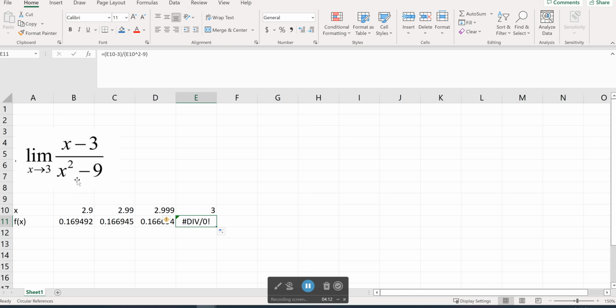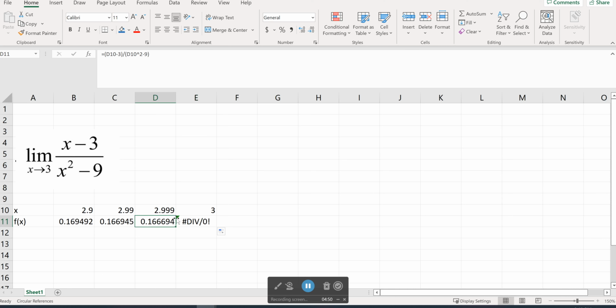What happens at 3 is not relevant to the existence of the limit. F of 3 does not exist because 3 does not belong to the domain of this fraction. As you've learned in pre-calculus algebra, if you plug in 3 here, you get 9 minus 9, and you can't divide by 0. Therefore, Excel will throw you this warning, can't divide by 0. But that's okay. It does not impact the existence or not of our limit.